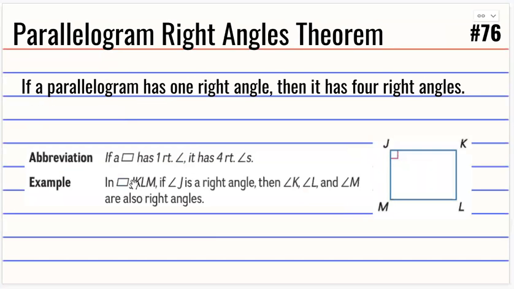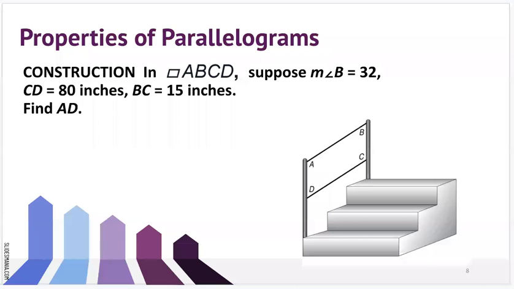And then if a parallelogram has one right angle, then it has four right angles, which of course makes sense, because if they have to be supplementary, then 90 plus 90, right? All right, so those are our properties, the beginning ones. So look at this picture.